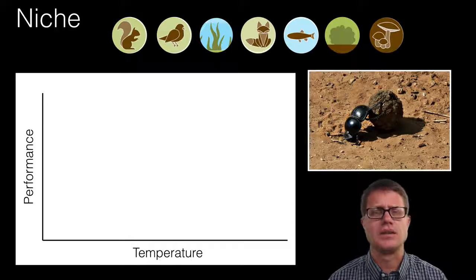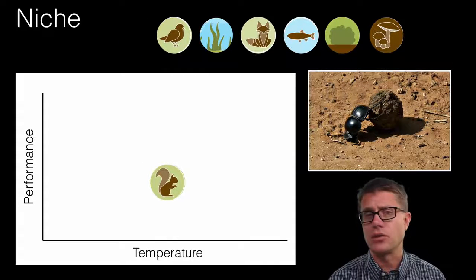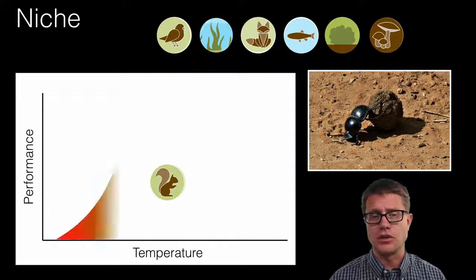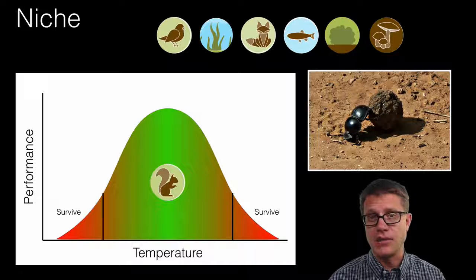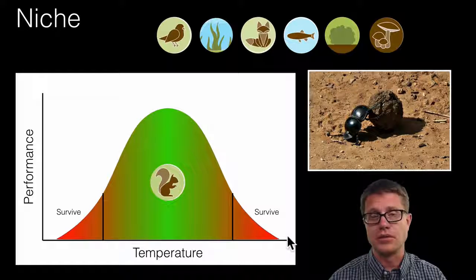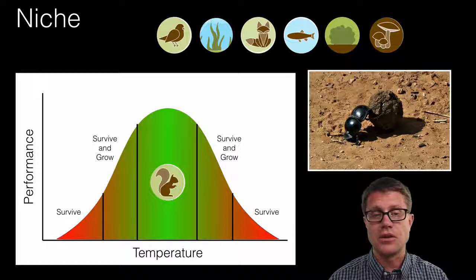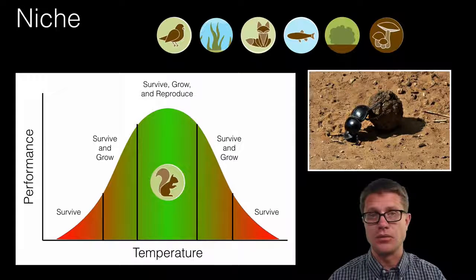So a niche you can think of as like the job of an individual. If we take this squirrel and ask how it performs over different temperatures, we get a distribution like that. There are areas where it can survive. Outside that would be areas where it dies, if it's too cold or too hot. As we move closer to the middle, we get areas where it can survive and grow, and finally where it can survive, grow, and reproduce.